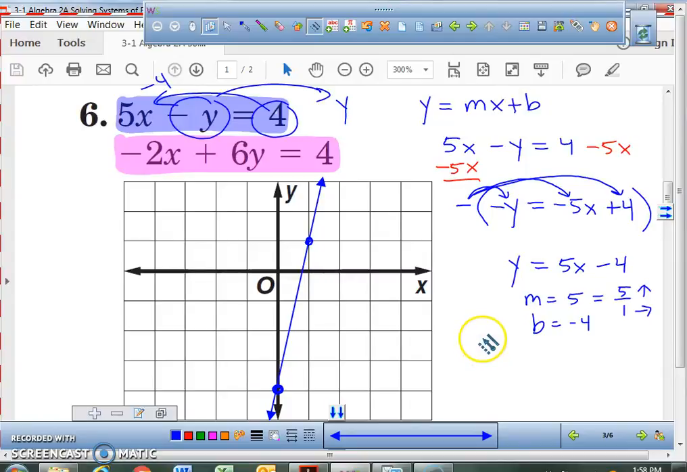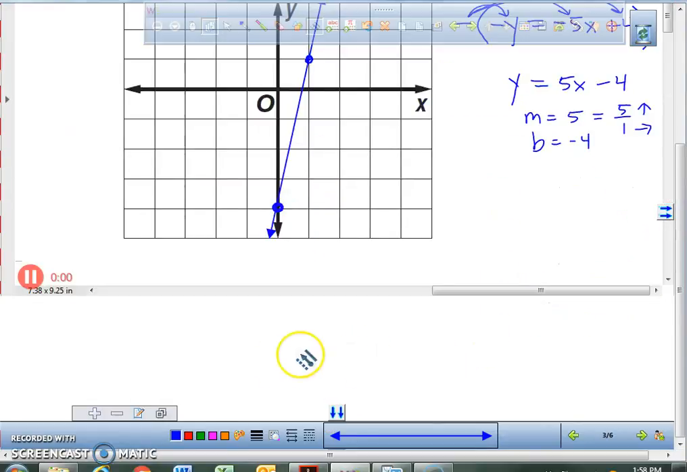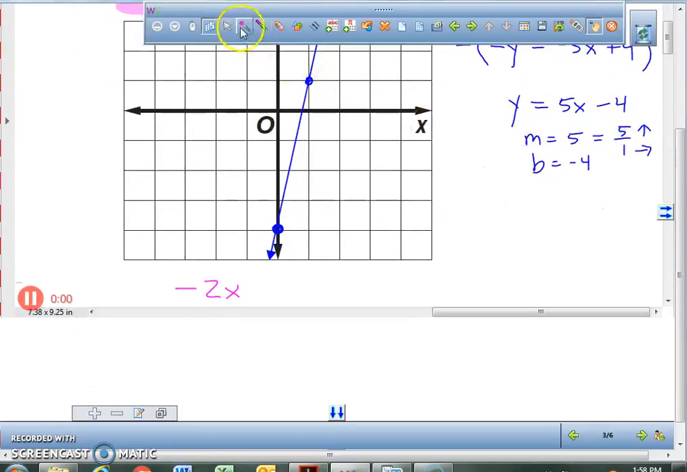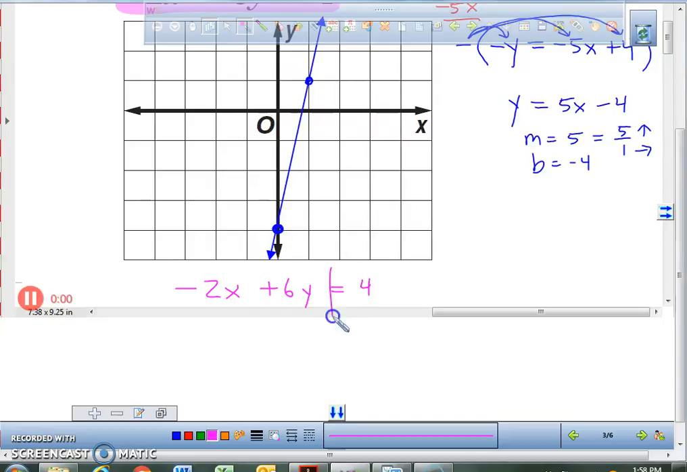Now that was a little bit easier one because all we had to do was solve for 1y. It's pretty easy. Now we're going to go down here and look at the next one. The next one says negative 2x plus 6y equals 4.